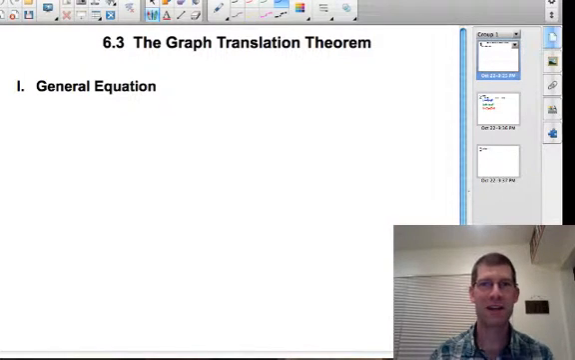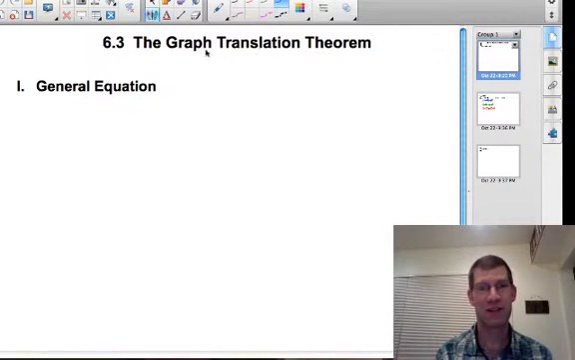Hi, today we're looking at 6.3, which is the graph translation theorem. Translation, if you think back to geometry class, is when you take a graph and you move it around on the graph. So that's kind of what we're doing. We're taking parabolas, still chapter 6. We're going to be looking at sliding them around. And it really ties into two things that we've done already.